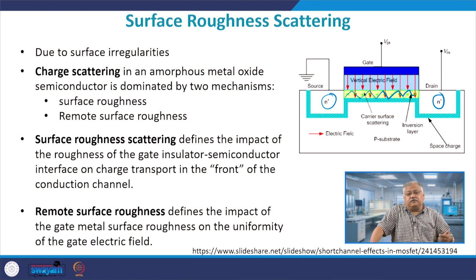Now, remote surface roughness is basically the gate metal surface roughness, which means the surface here will also influence the mobility of the charge carriers, right. And this gives you a brief impact of the surface roughness scattering, the origin of those roughness scattering, and how it influences the mobility of the charge carriers.